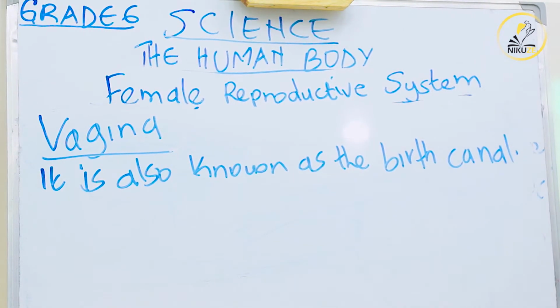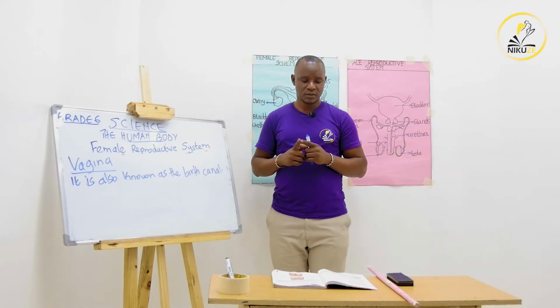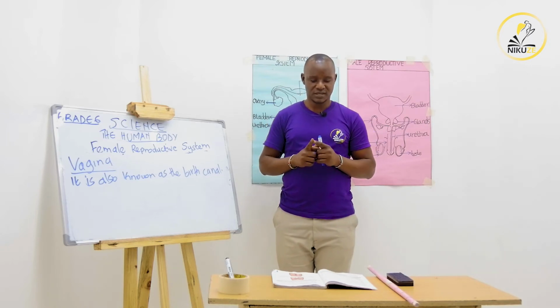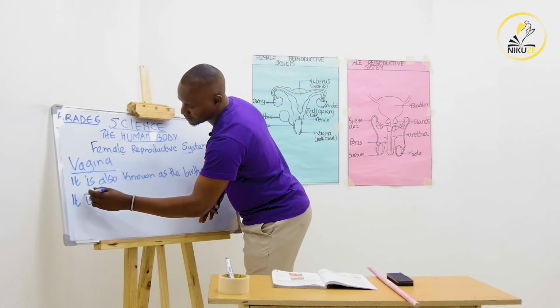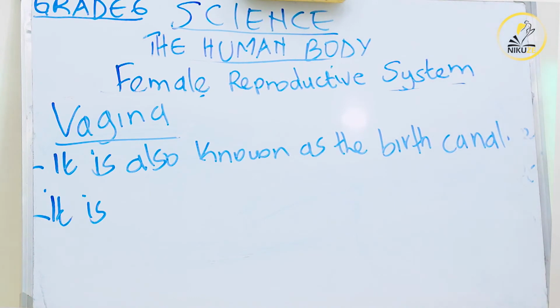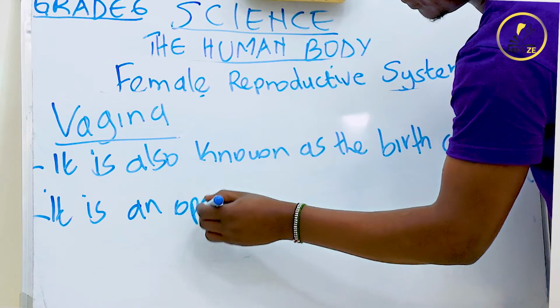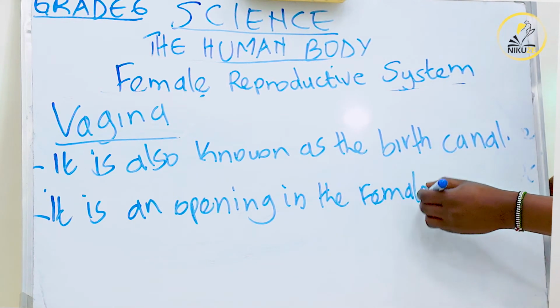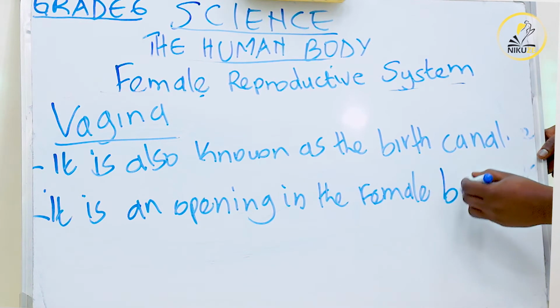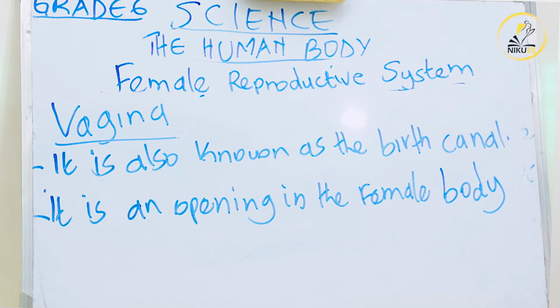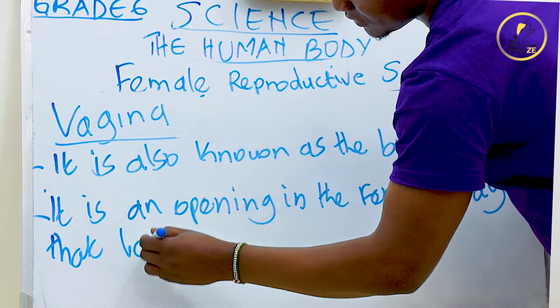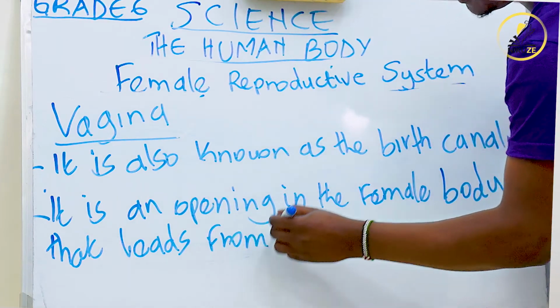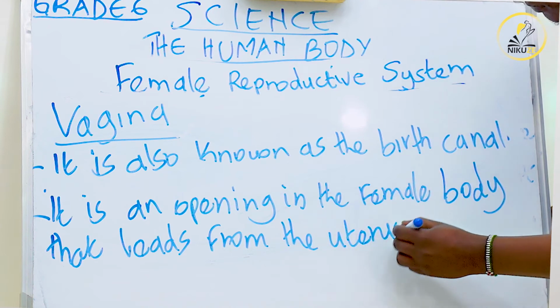Other than being known as the birth canal, which role does it play? We say that it is an opening of the female body that leads from the uterus to the outside. That is role number 2, the description: it is an opening in the female reproductive system that leads from the uterus to the outside.